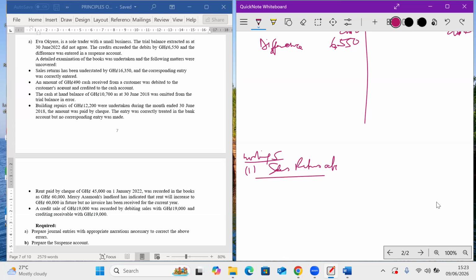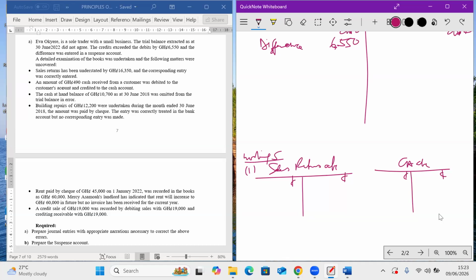Are you all following? Customer. So there will be a certain customer because the sales are made to a customer. They didn't mention it, but we assume there is, which is true. Step 2. Record the entries per the transaction. Sales return has been understated by what? 16,350. And the corresponding was correct.